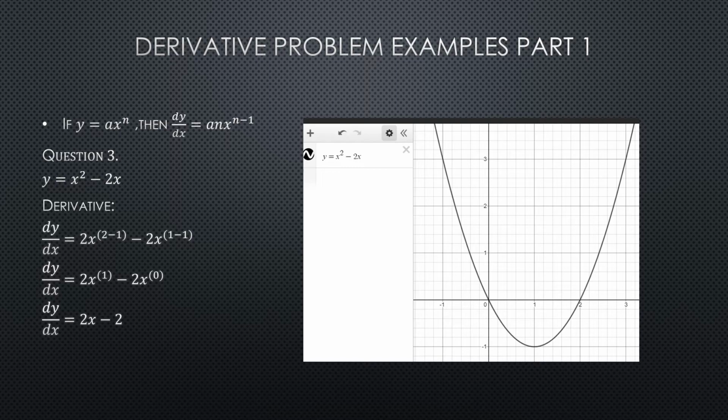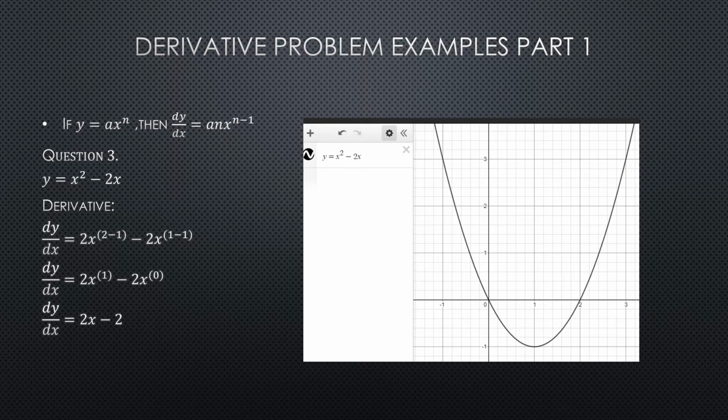So if we take the derivative of y equals x squared minus 2x, we get 2, because imagine there's a 1 in front of that x. So 1 times the exponent n, which is 2, so we get 2, x raised to the power of n minus 1, which is 2 minus 1, minus the next term in that equation, minus 2 times x raised to the 1, so you've got a minus 2, and then times x to the n minus 1, which would be 1 minus 1. So we end up with a derivative of 2x minus 2.